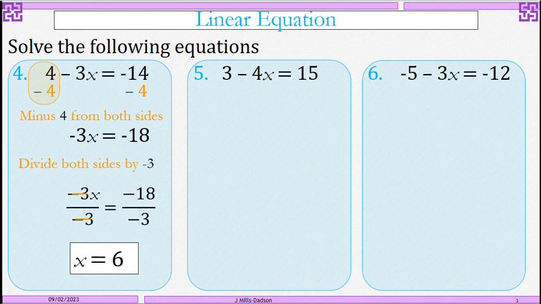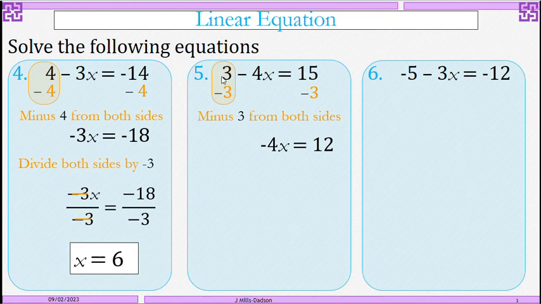Let's look at 5. We need to get rid of positive 3 before we get rid of times by negative 4. First, to get rid of positive 3 is to minus 3 from both sides. So that becomes 0, and you have negative 4x equals 15 minus 3, which is 12.